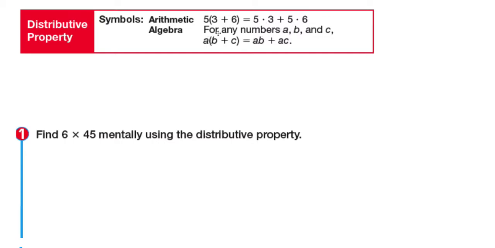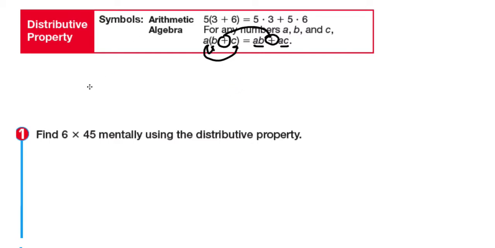And in algebra, for any numbers a, b, and c, a times the quantity b plus c is equal to ab plus ac. Okay? Again, we are distributing the a to b, so you have ab, and the a to c, so you have ac, keeping the addition sign.